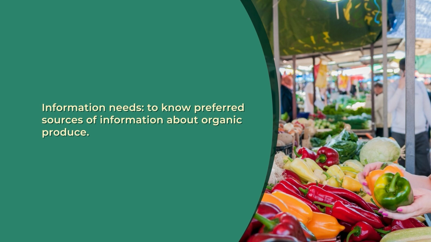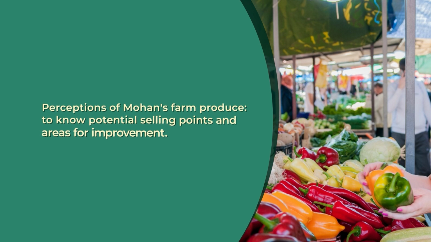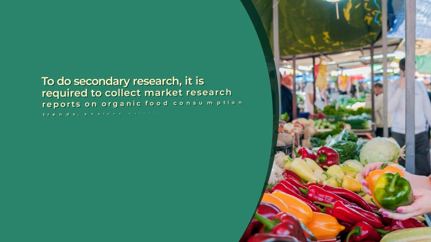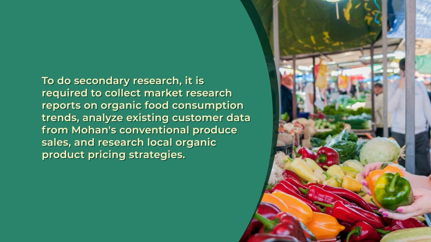Regarding information needs, it can be to know preferred sources of information about organic produce, then perceptions of Mohan's farm produce, to know potential selling points and areas for improvement. Similarly, to do secondary research, it is required to collect market research reports on organic food consumption, trends, analyze existing customer data from Mohan's conventional produce sales, and research local organic product pricing strategies.